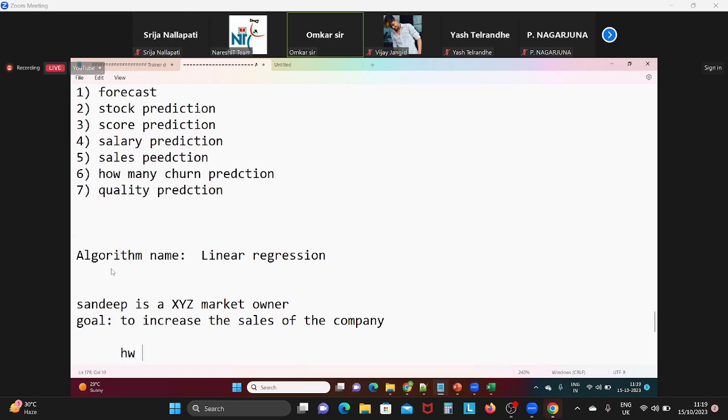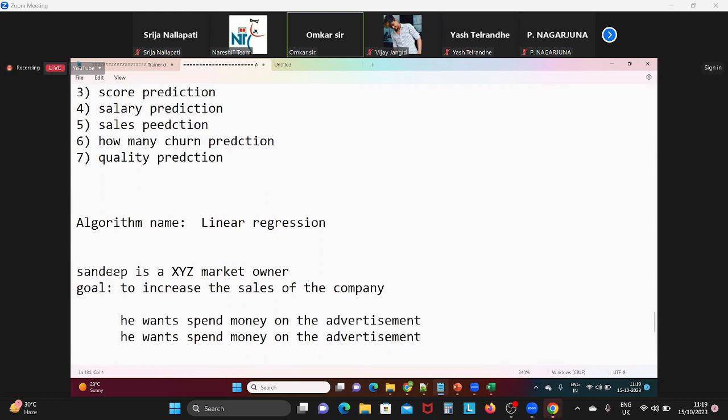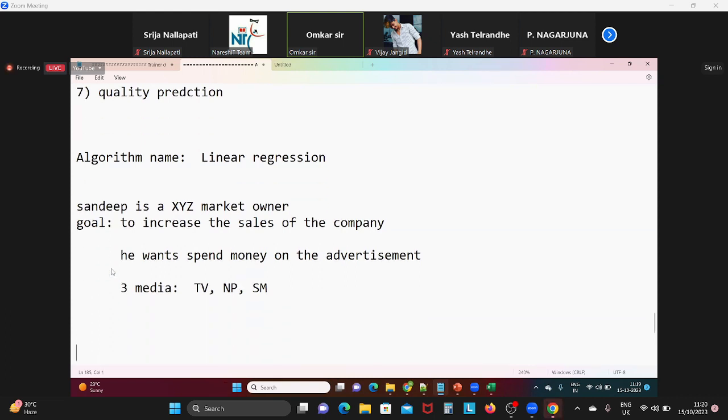For that, he wants to spend money on advertisement. For that, he chooses 3 media. One is TV, another one is newspaper, and another one is social media. His thinking is that if he spends so much money on advertisement, his sales might increase. Yes, that is true. Publicity speaks, and your sales will go up, right?